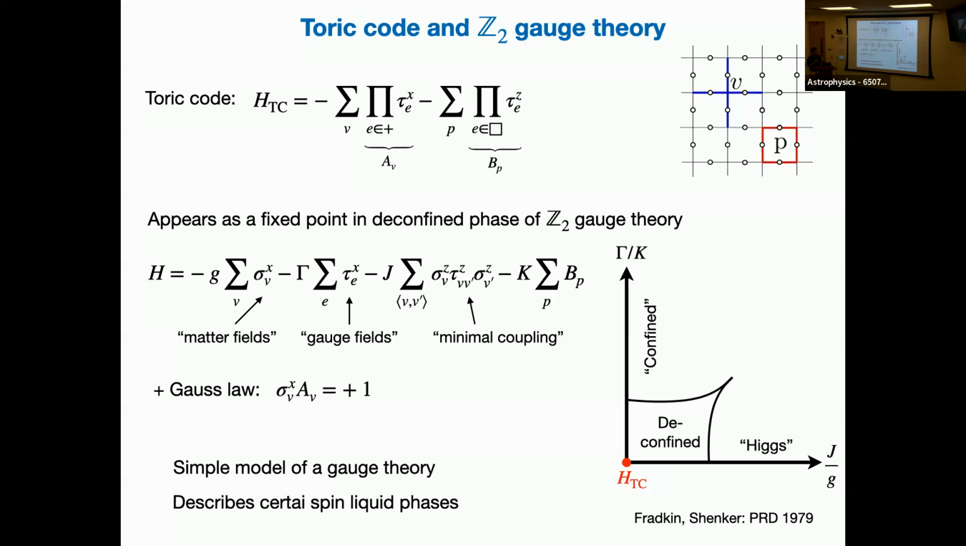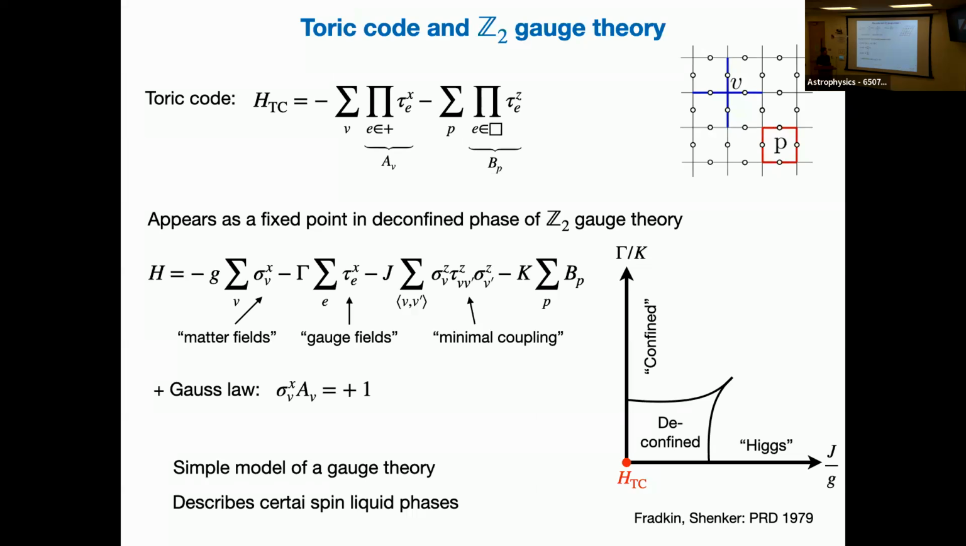And the phase diagram of this model has been studied a lot, and in particular, it has this interesting deconfined phase. And if you go to the fixed point limit of the deconfined phase, you find yourself in the toric code after some appropriate change of variables. You can get rid of your matter degrees of freedom and end up with a Hamiltonian just for these gauge fields, and it's exactly the toric code.